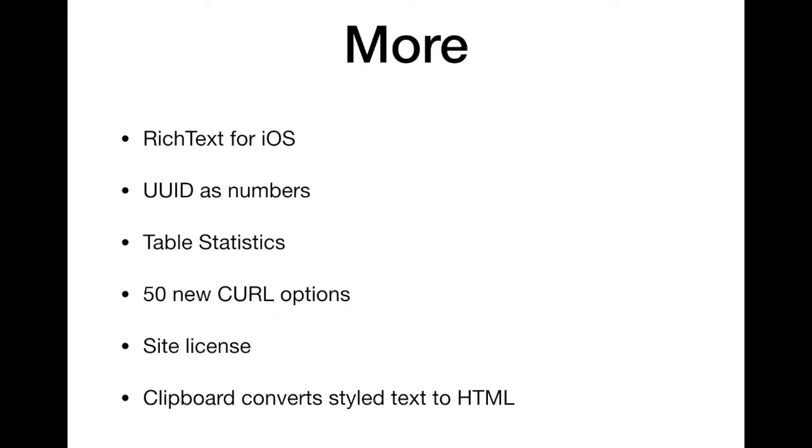We got over 50 new curl options, so FileMaker may have 50. We just added 50. We got a site license option for big companies. For the clipboard function to get you styled text or HTML, they can now convert between both on Mac. So if you copied styled text, you can query it as HTML.